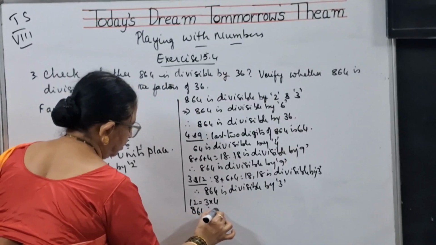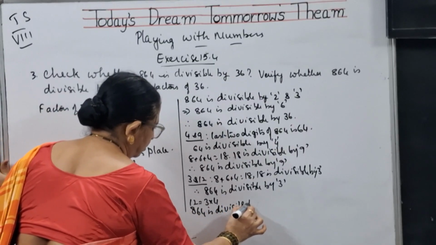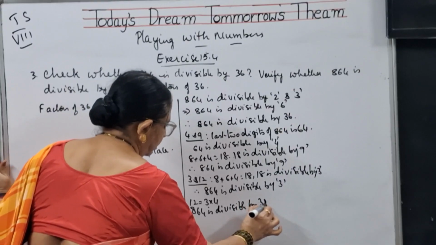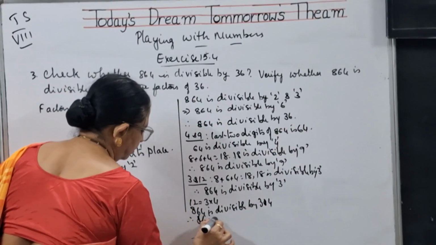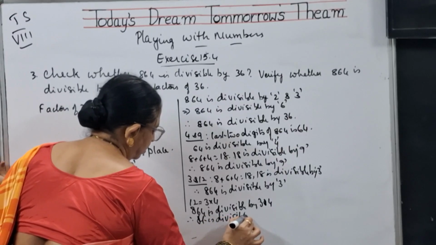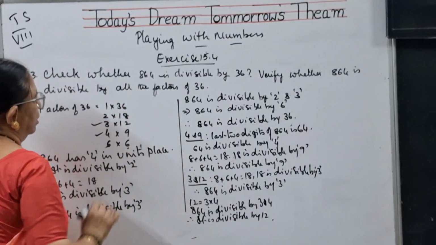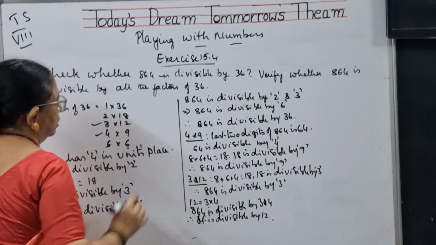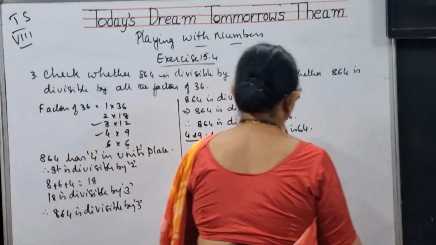864 is divisible by 3 and 4. Therefore, it is divisible by 12. Okay, even this I have completed. And 2 and 18. Let me do it here, children.